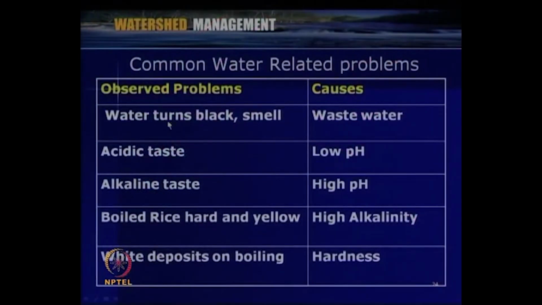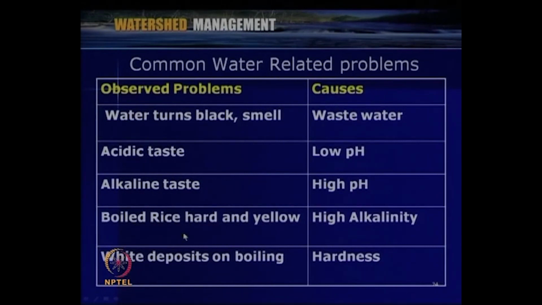So, for example, when the water which we are storing or using for cooking or other purposes turns black or the smell is not good, then we can say that the source of water is mixed with wastewater. Then, if any acidic taste is there, that means the pH is low, and alkaline means high pH. Depending upon the source of water, acidic or alkaline water can be dangerous. Generally, for drinking or cooking purposes, the pH should be between 6.5 and 8.